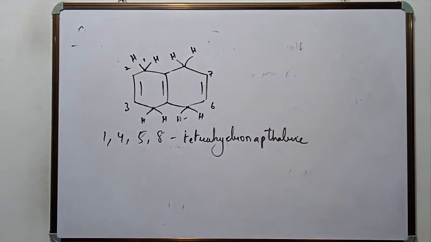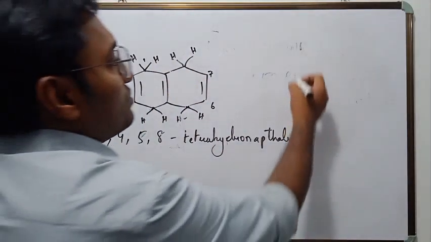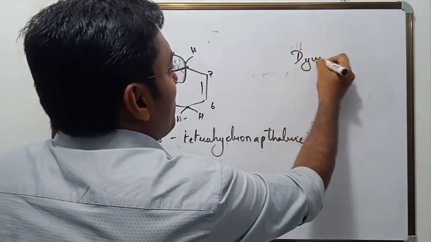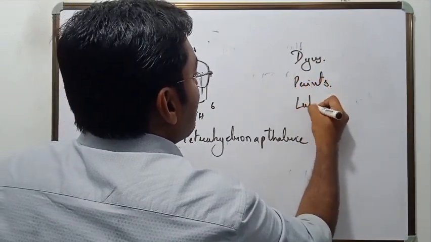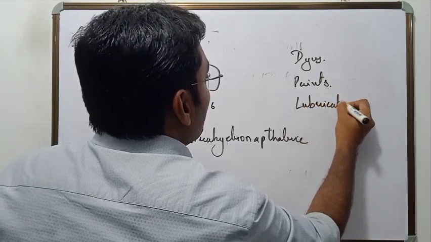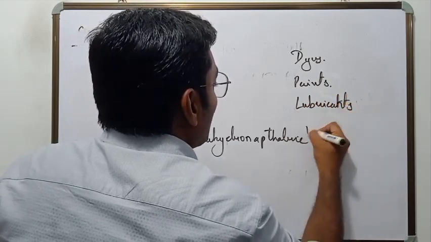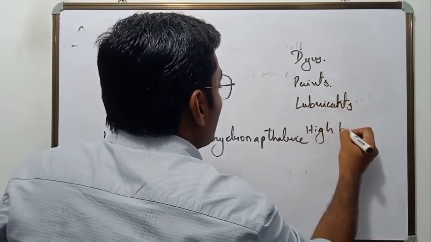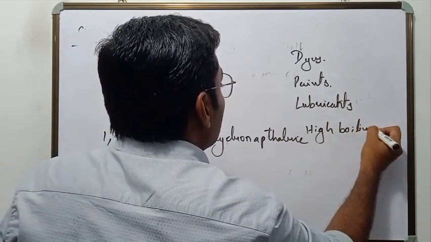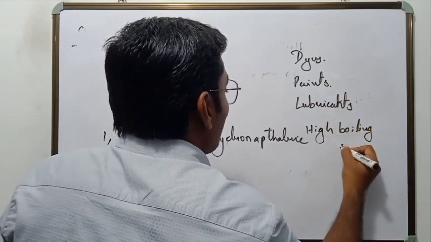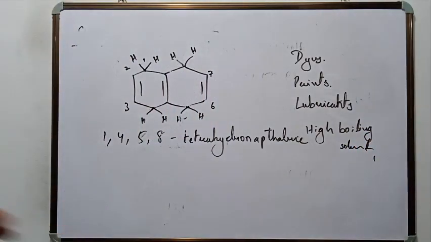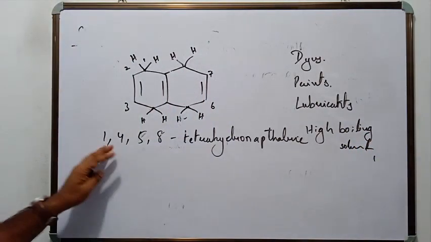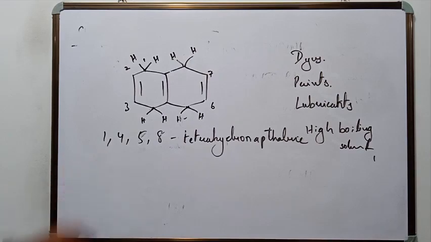Now what is its use? It is used in dyes, in paints, as lubricants, and as a high boiling solvent. These are the 4 uses of this. So it is used basically in the paint industry. So this is the second important compound that we prepare by Birch reduction.